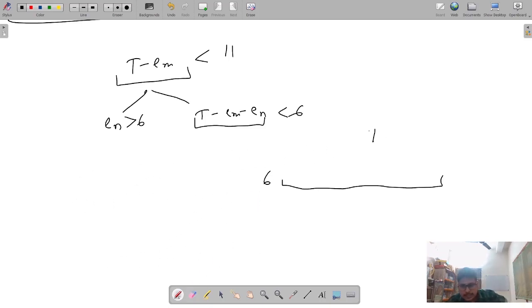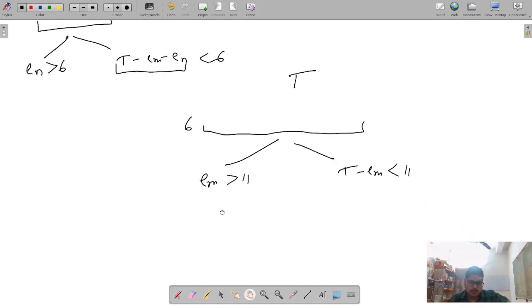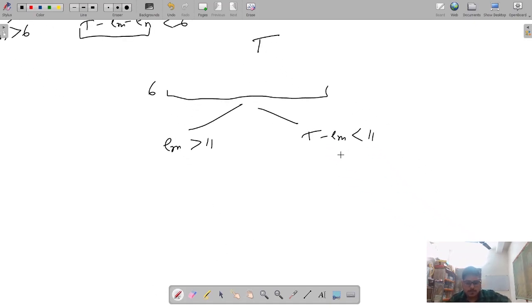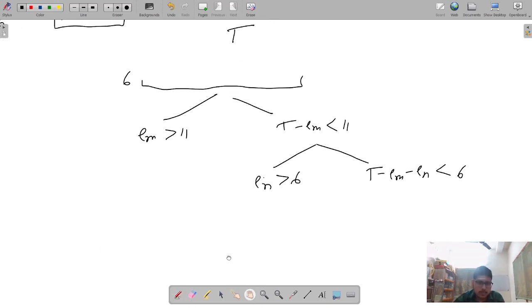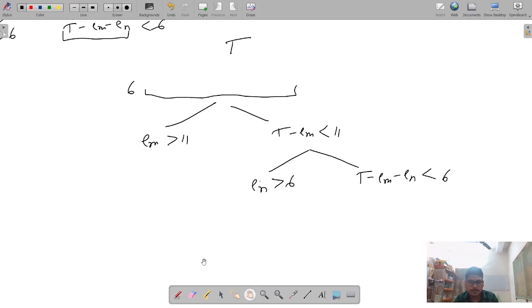Suppose there are T number of elements. Out of this, m number of elements is greater than 11. So T minus m number of elements is less than 11, right? So what I am saying is, suppose here n number of elements are greater than 6, then T minus m minus n number of elements must be less than 6, right? So if I don't replace, what will happen?